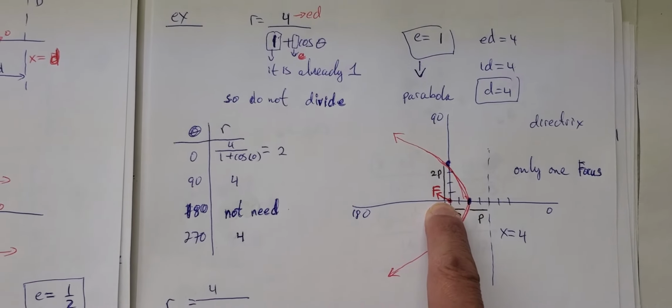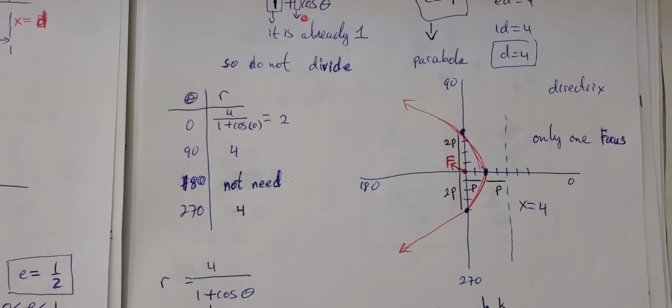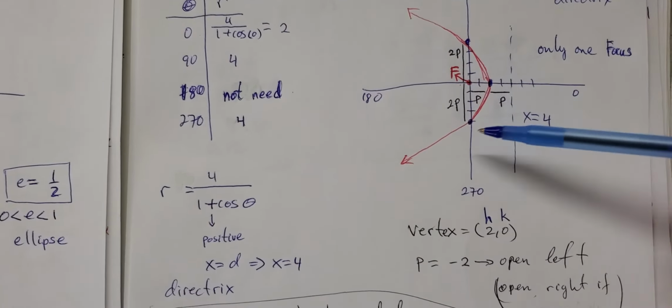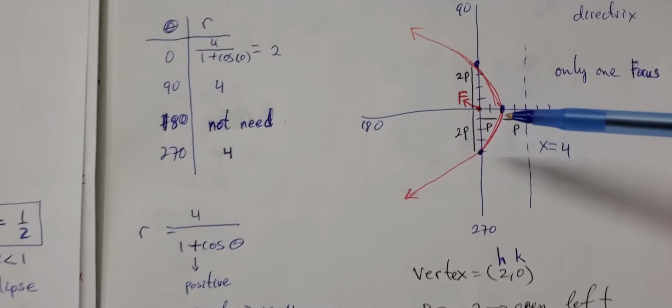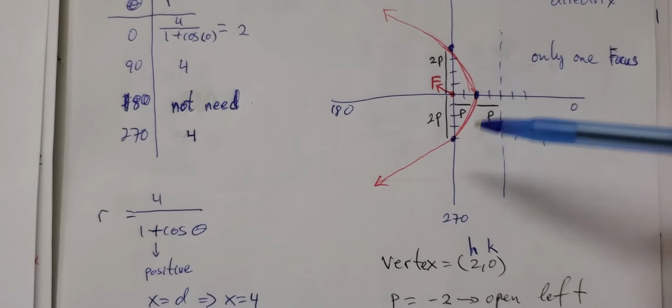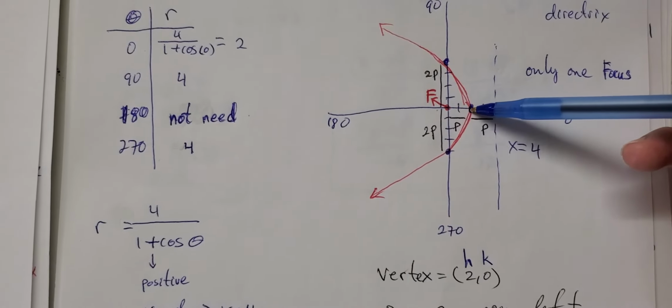Okay, next we need to find our vertex. Just by looking at our graph, it should be easy to see that our vertex is right here. This is our vertex, (2, 0).